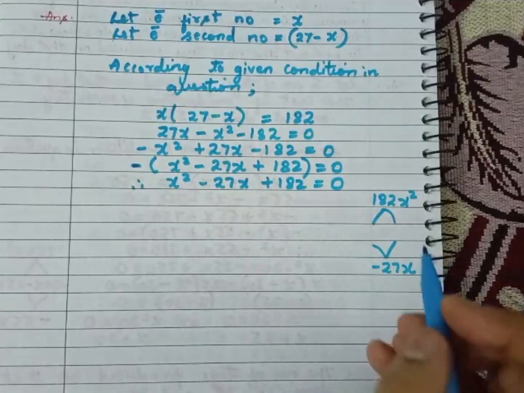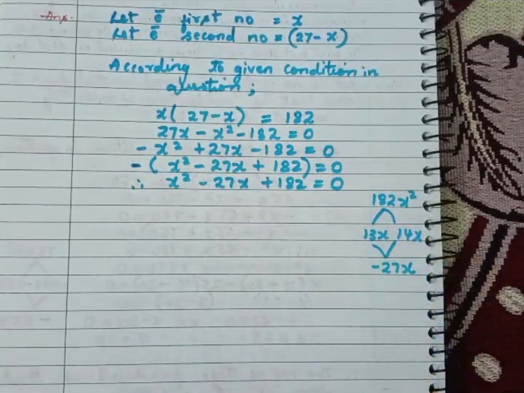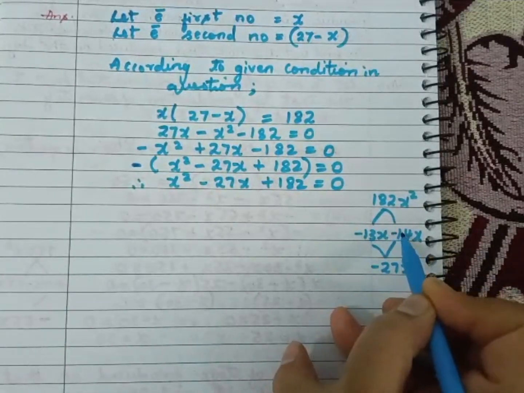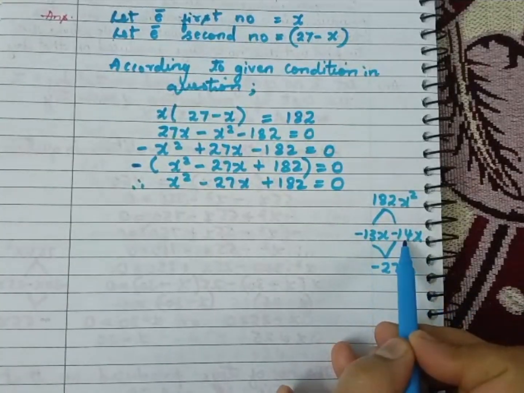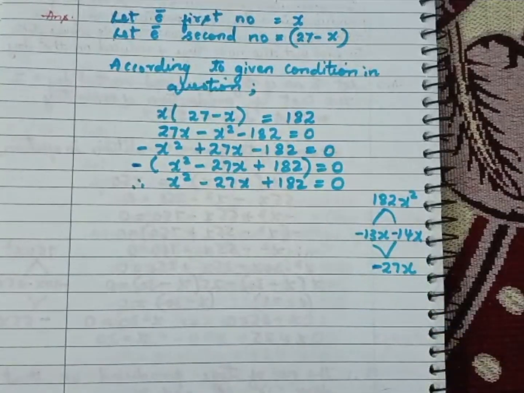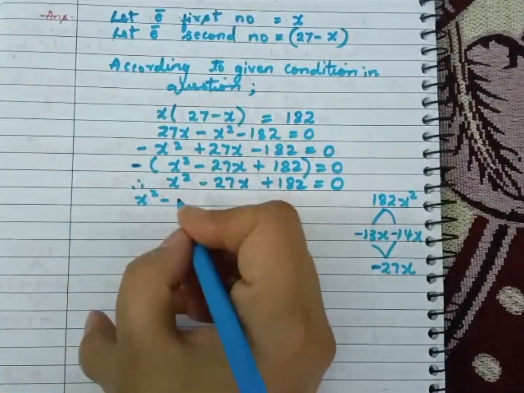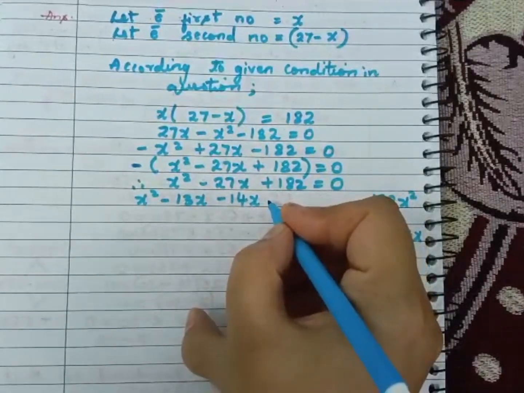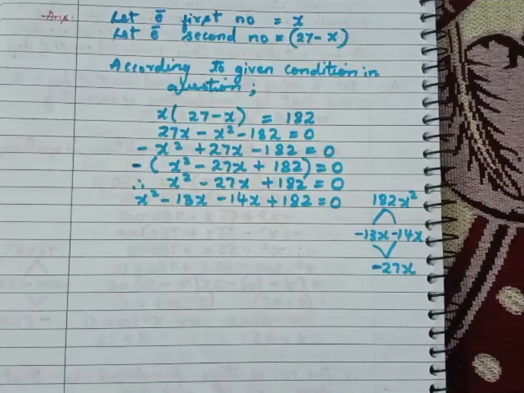Now 13 and 14, that is 13x into 14x, we get 182x square. Here minus sign is there, so I'm going to take minus into minus is plus, 13 plus 14 is 27. Here 14 is the greater digit, so in front of it it is minus. So I'm writing over here minus: x square minus 13x minus 14x plus 182 equal to 0.